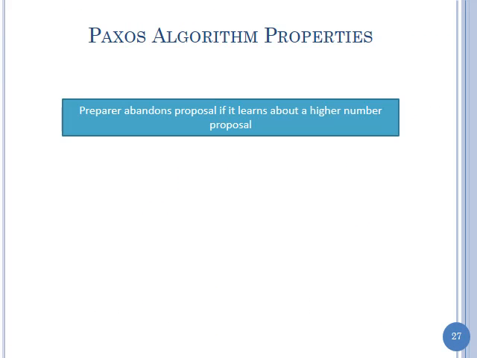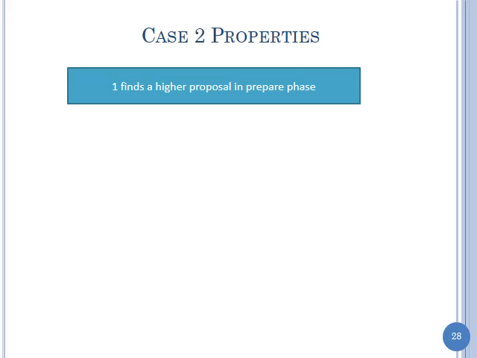So we've seen 2 of the properties. Let's construct an example that shows another property: a prepare abandons a proposal if it learns about a higher numbered proposal. So we'll find that 1 finds a higher numbered proposal in the prepare phase, not in the accept phase, in the prepare phase.